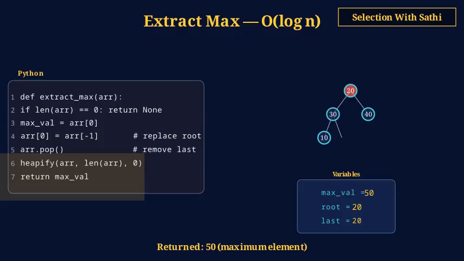The last element, now at the root, sinks down to its correct position. This ensures the next largest element bubbles up to the root. Time complexity is O of log n for the single Heapify call.